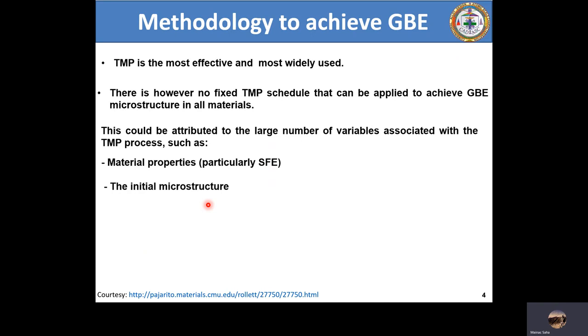Secondly, it also depends on the initial microstructure, whether it is an equilibrium state or a non-equilibrium state, or first of all, mainly on what the initial fraction of high angle boundaries is in the initial microstructure. Based on that, we need to decide the TMP schedule, of course.